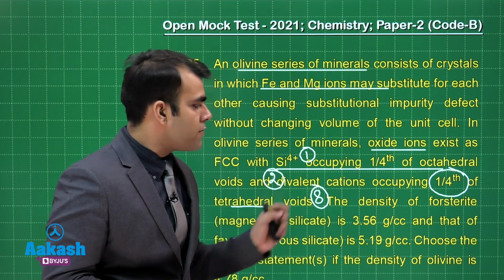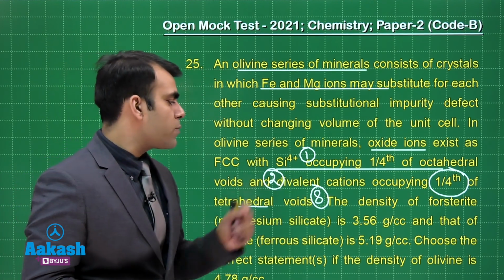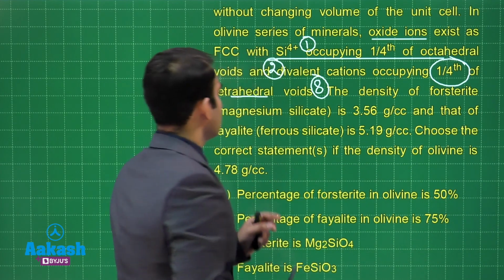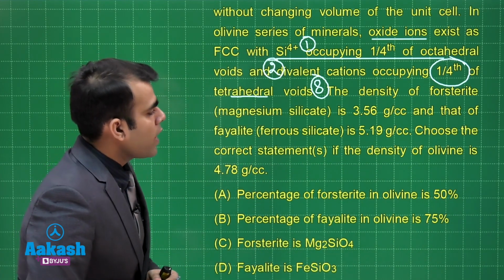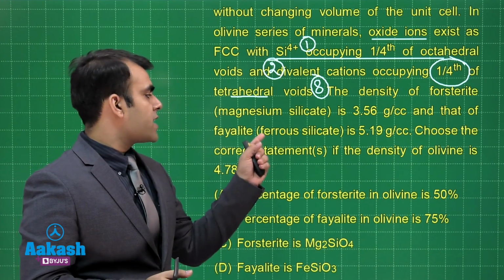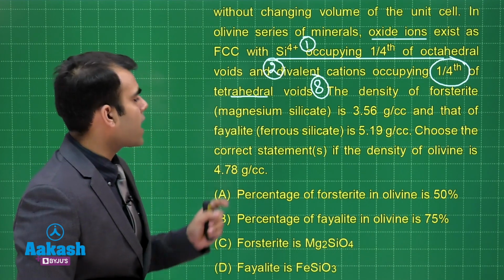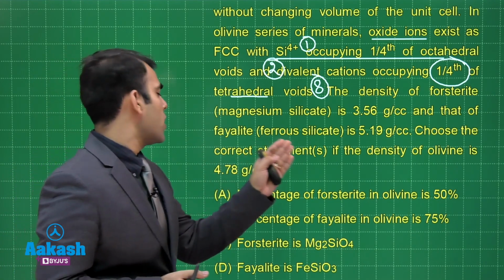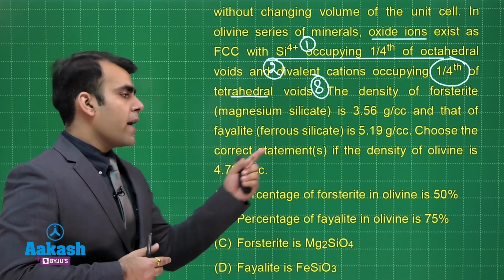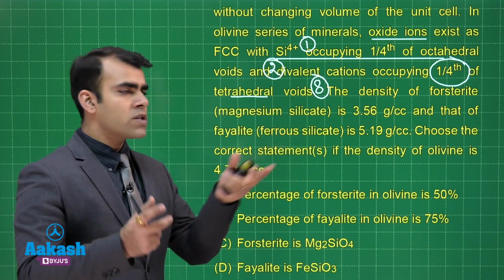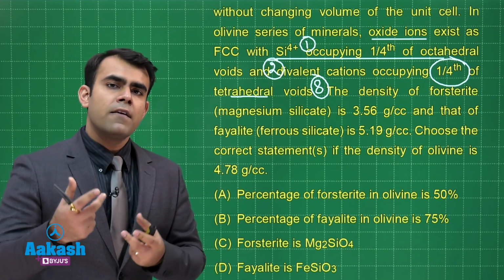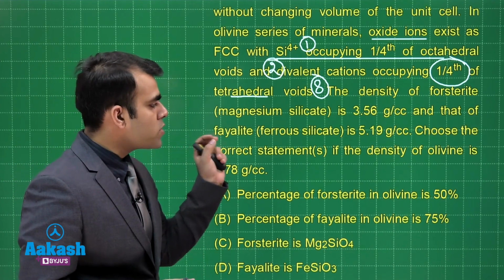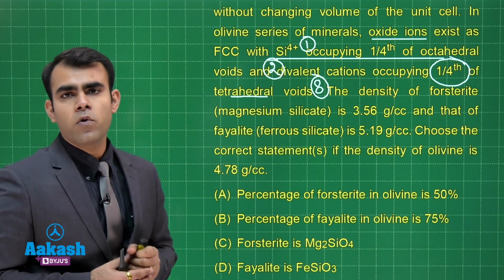And here the density of forsterite, that is magnesium silicate, is 3.56 gram per cc, and that of fayalite, that is ferrous silicate, is 5.19 gram per cc, in which the divalent cation is ferrous ion, whereas in forsterite it is magnesium 2+ ion. Then choose the correct statement if the density of olivine is 4.78 gram per cc. Here there is a possibility that we have both types of cations in the crystal, that is ferrous ion as well as magnesium ion. Now we have to see what the correct composition is when the density of olivine is 4.78.